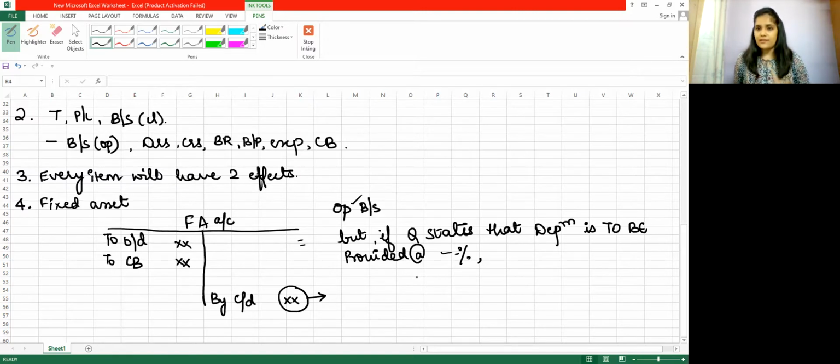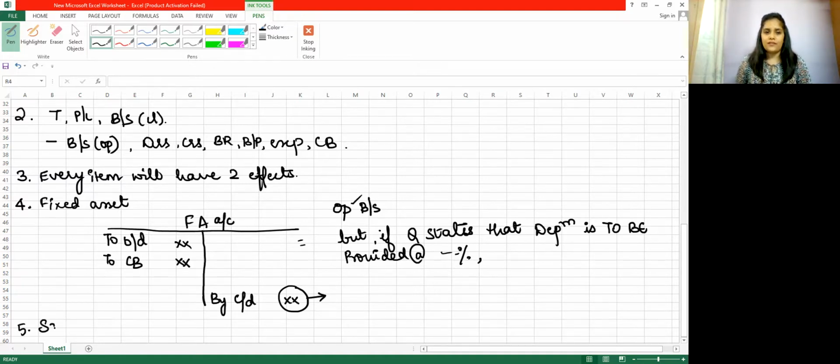Okay, the question states that depreciation is to be provided, then this closing balance does not include depreciation, and accordingly calculations have to be made. If the question says depreciation is provided, then the closing balance includes the depreciation, and then the closing balance is arrived. So this balance can directly be taken to the closing balance sheet. Clear till here? Okay. Now coming to the other part.